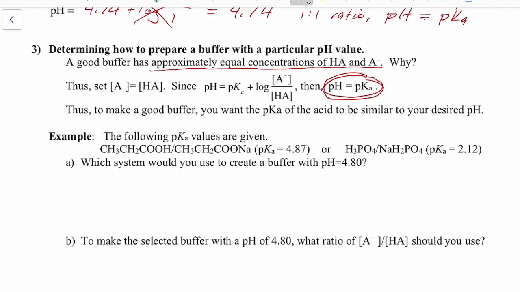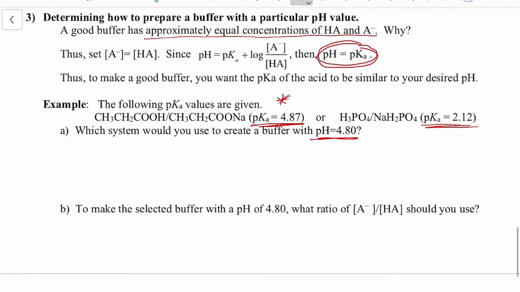So for instance, if we wanted to make a buffer with a pH of 4.8, and our two options for our acids have a pKa of 4.87 or 2.12, we want to pick this one because it's going to give us a closer ratio of the two acid and base pairs compared to the other guy. We would need a ratio that's so far off balance that it wouldn't be a very good buffer, right?